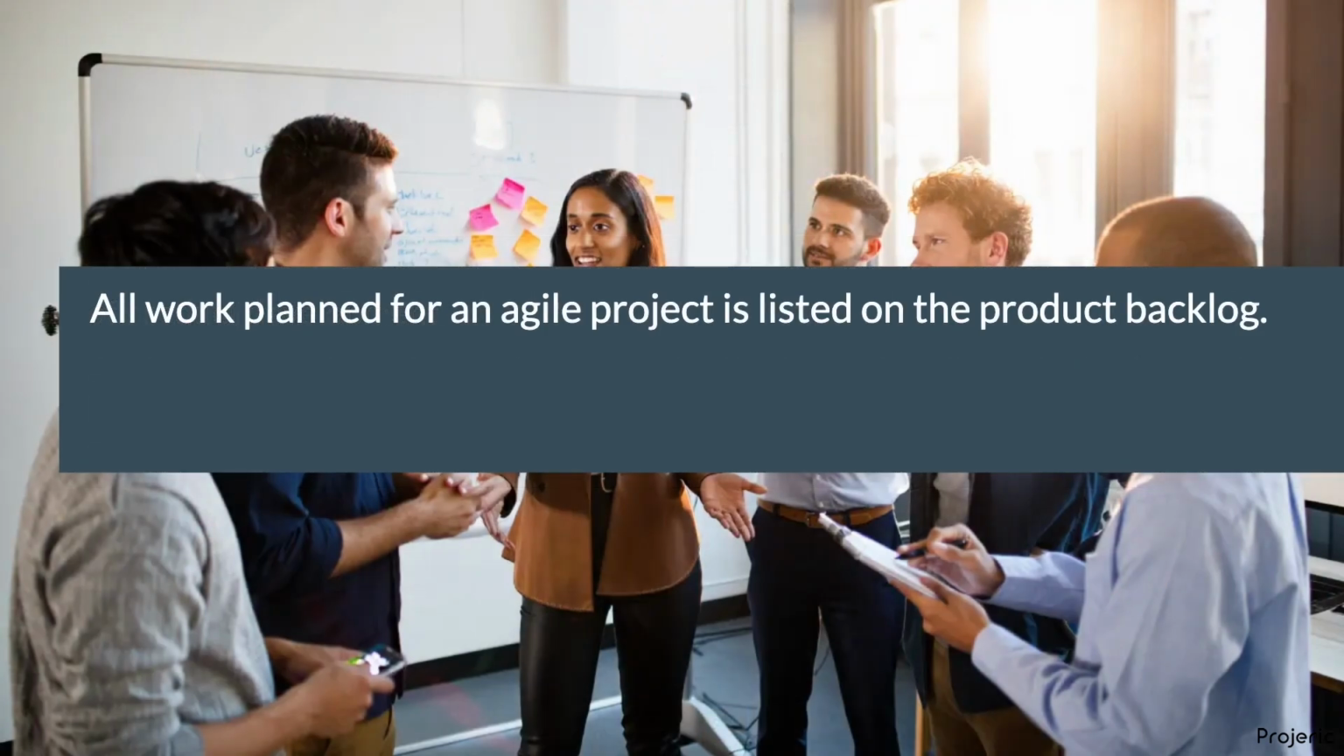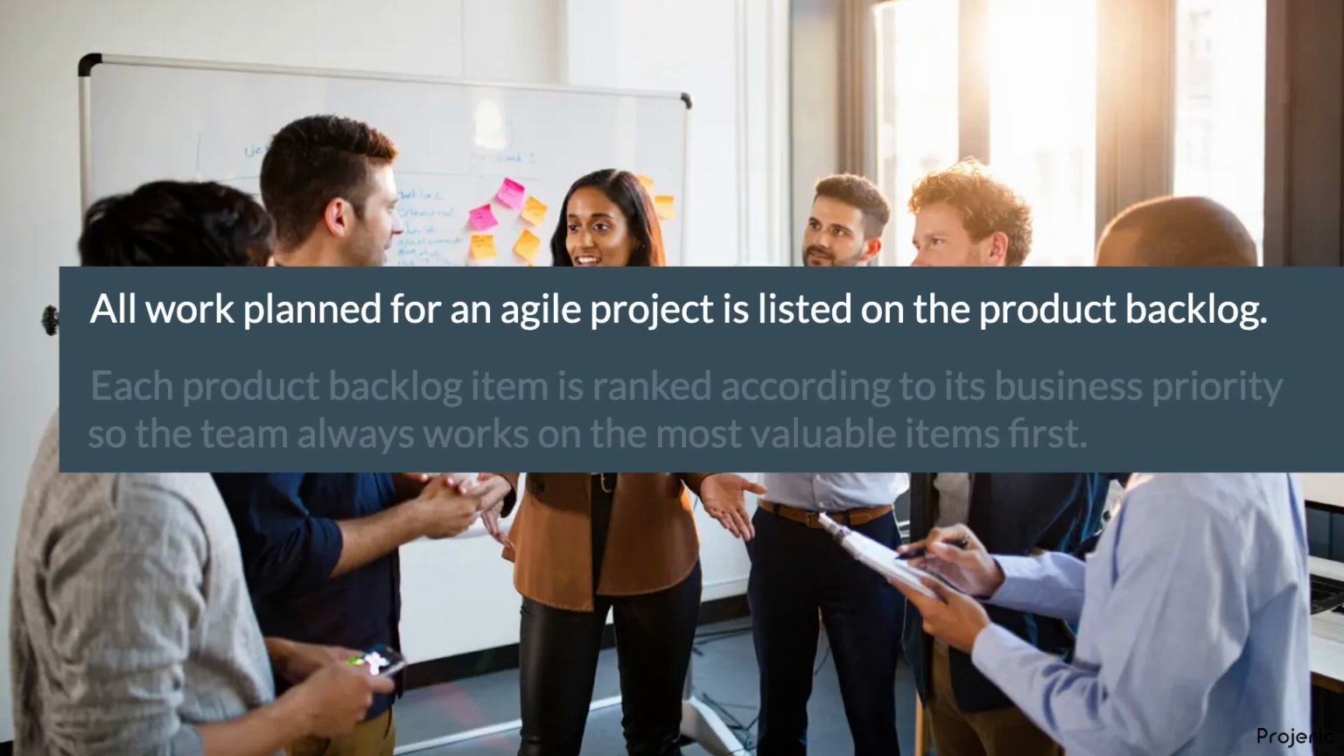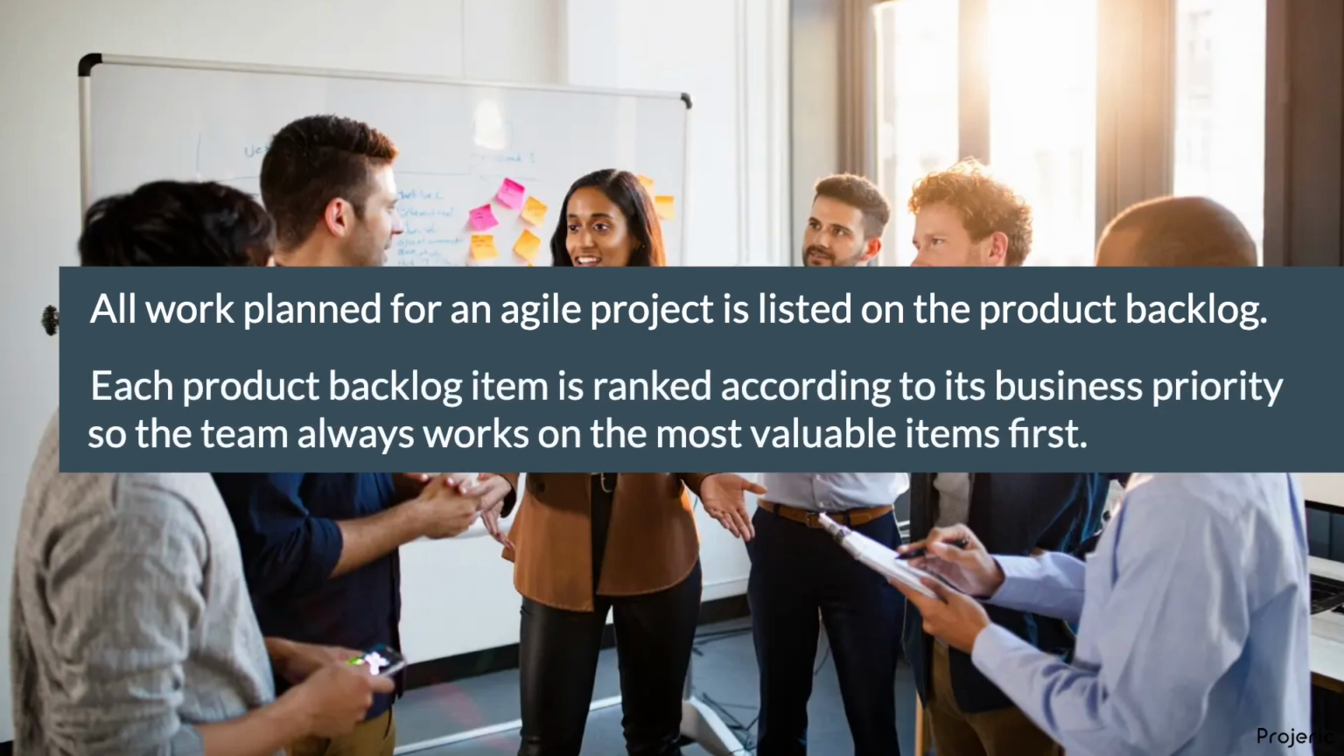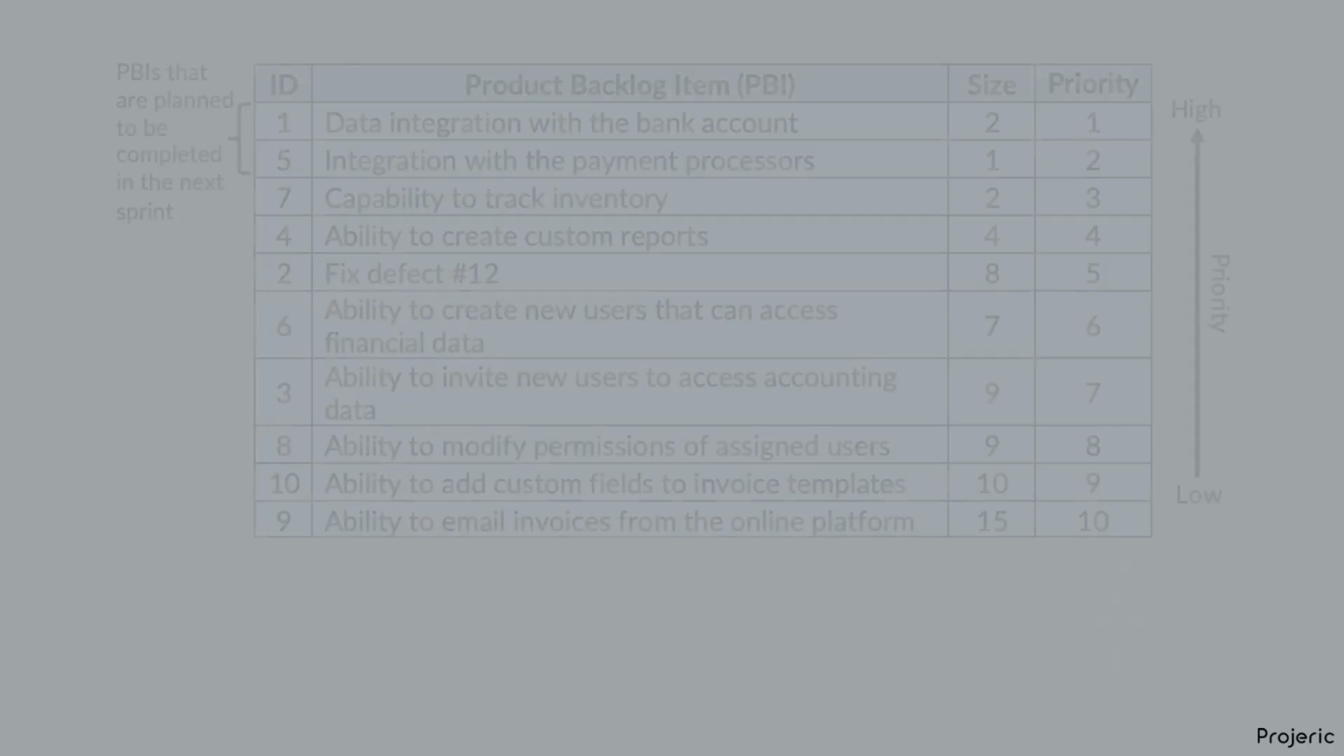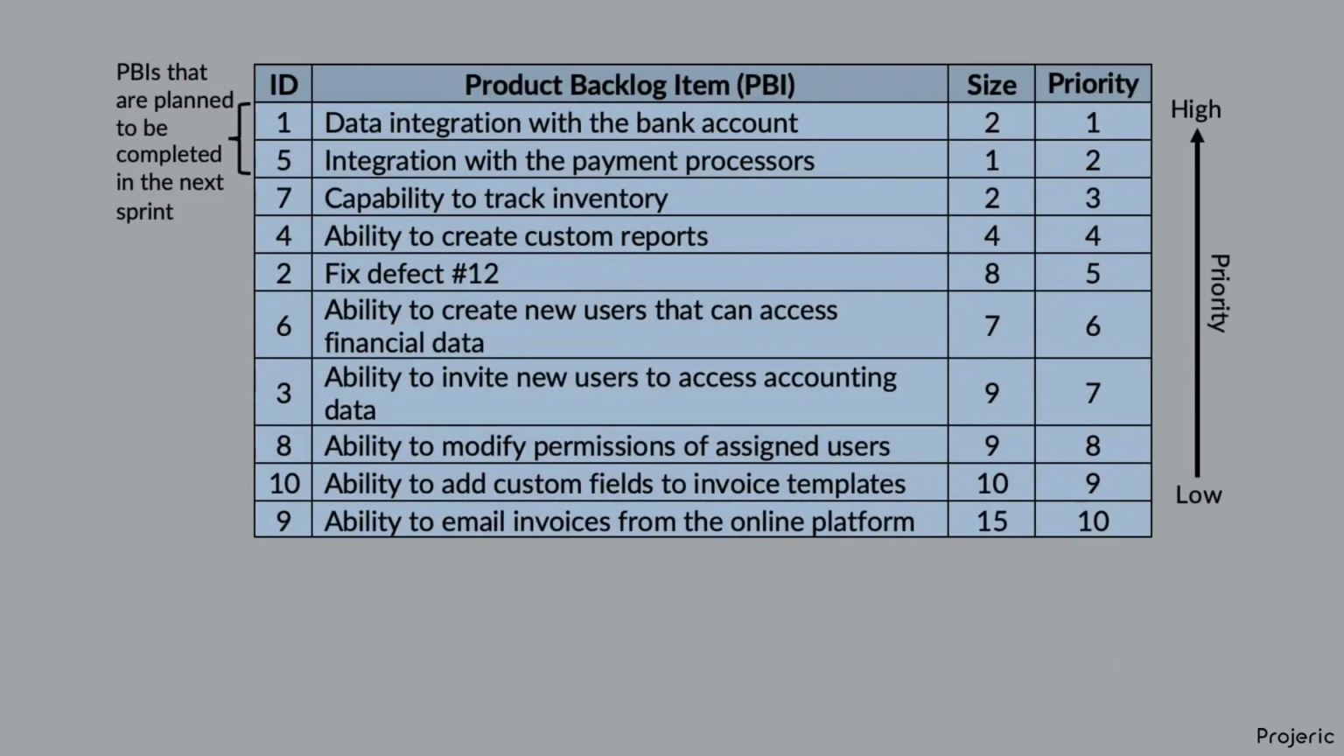All work planned for an agile project is listed on the product backlog. Each product backlog item is ranked according to its business priority, so the team always works on the most valuable items first. Following is a sample product backlog for an accounting software development project.